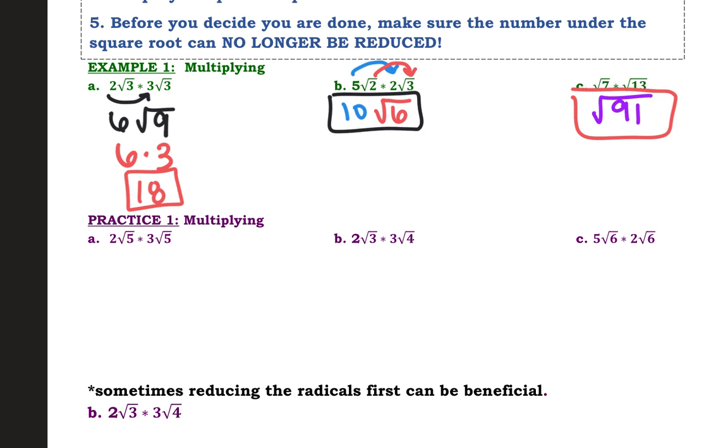6 and square root of 25. Good, 6 and the square root of 25. And then what did you do after that? 6 times 5. 6 times 5 gave you 30. Awesome. All right, Noah, what did you do for the next one?